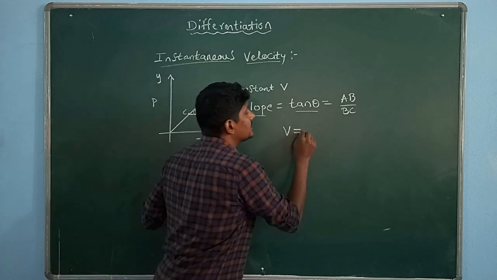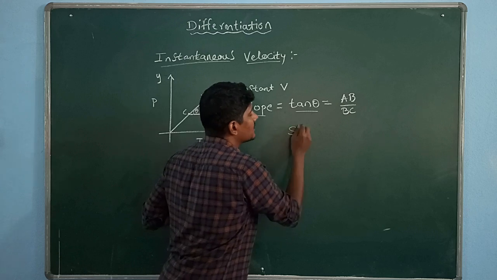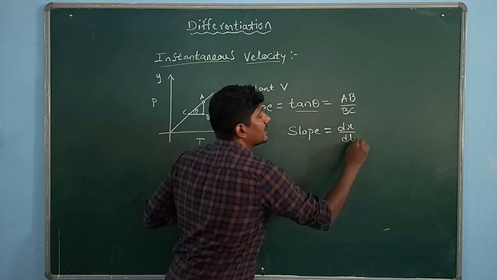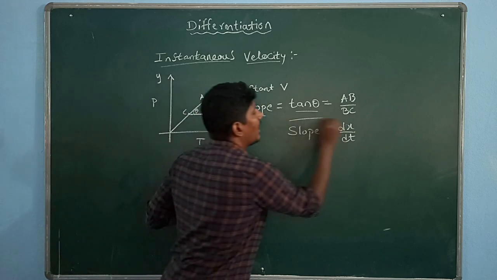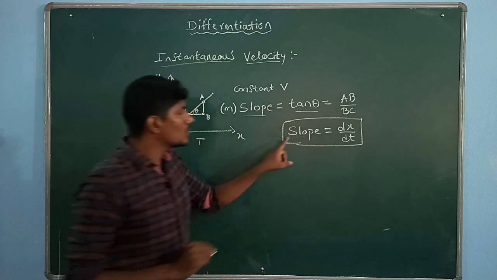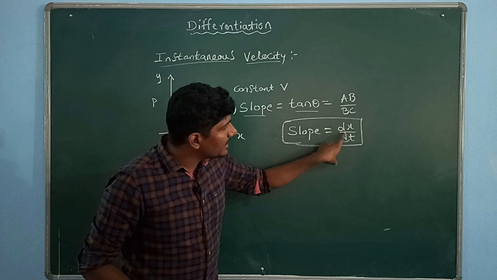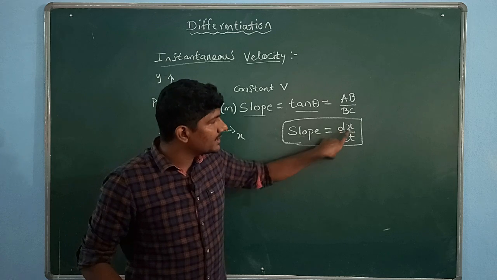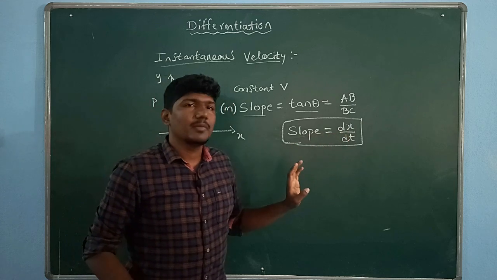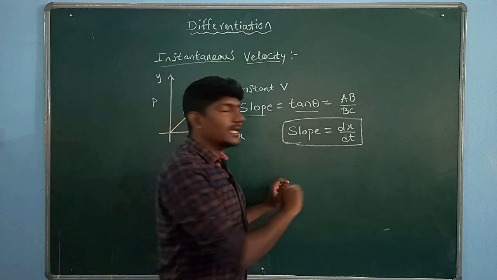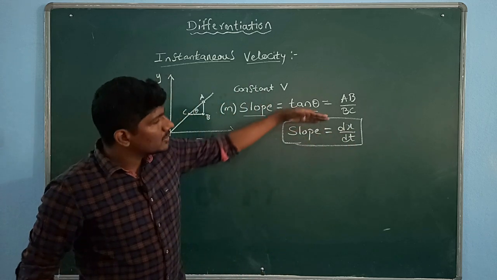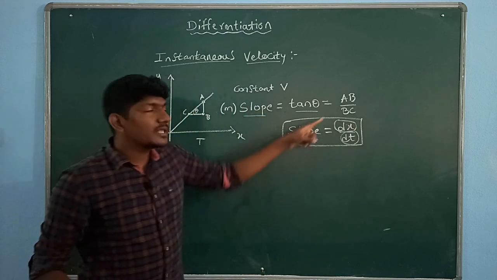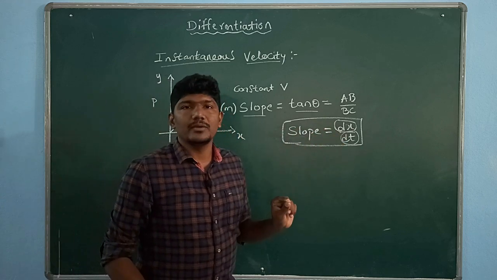Another way of writing this slope is dx by dt. So please remember this. I will explain it later, but please remember this. Slope equals dx by dt. Now what is d here? D means it shows a very small change, very small change in position, very small change in time. Also it is called infinitesimally small quantities. The change in position or time is very small, but the ratio is not small. It is a finite value.